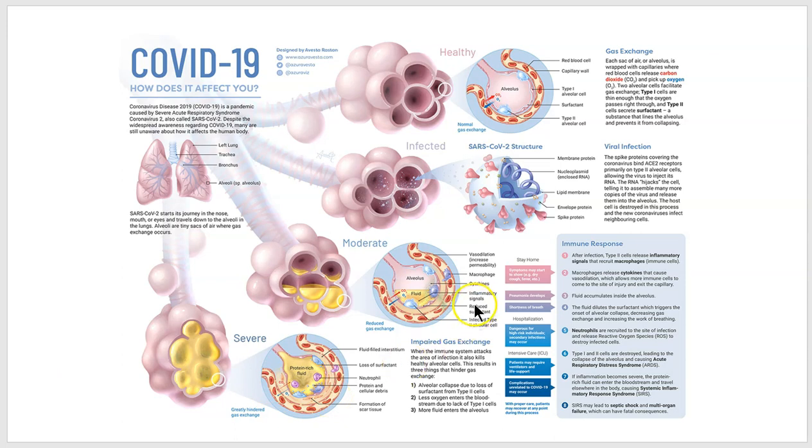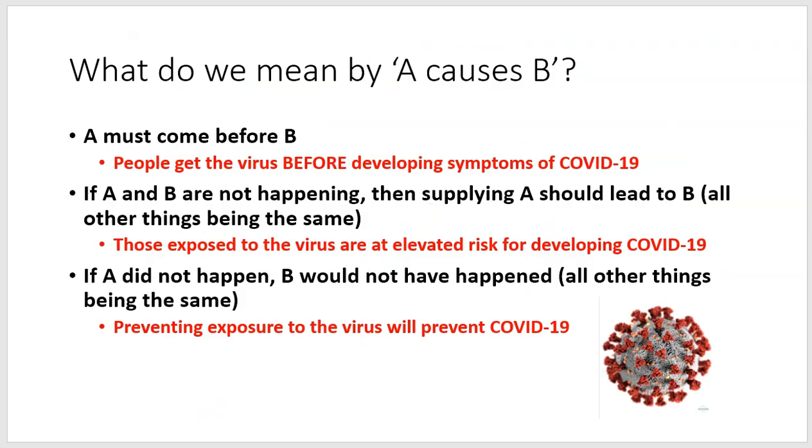Now, there's a lot more to say about infection with this virus, but we're simply using this as an example to understand what we mean when we say A causes B. So back to this definition of A causes B. Again, A must come before B, and in this case we're saying the virus is causing the COVID-19 symptoms. So A must come before B. People get the virus before developing the symptoms of COVID-19. So point number one is satisfied in our case.